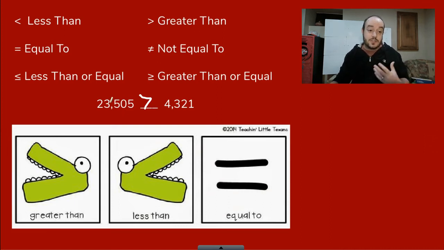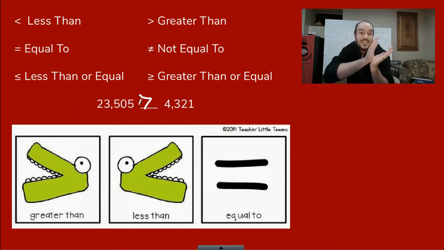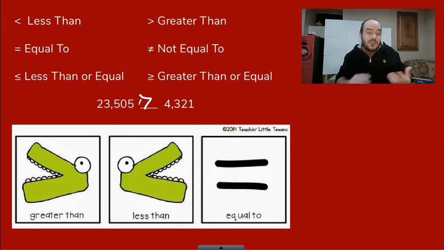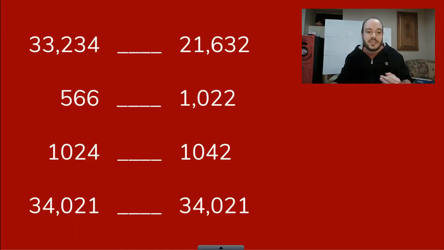So if it's 23,505, it's going to eat that number on the left. If it's 4,321, that number's smaller. It doesn't want it, so it's going to turn around and eat the number on the other side. Don't make it harder than it is. Don't stumble. Get your easy points. Here are some practice problems to do with this type of question.